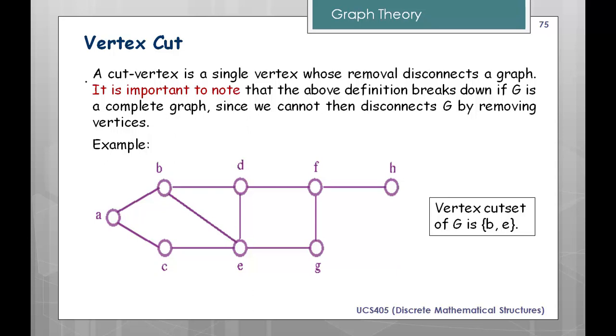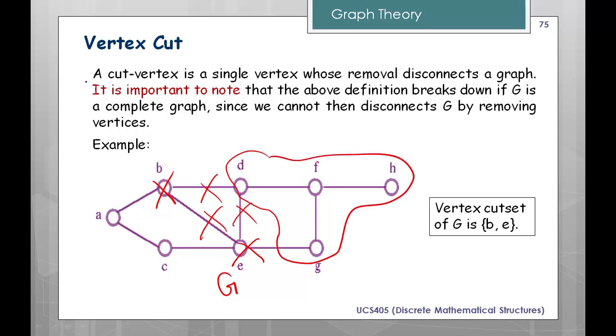Next is vertex cut. Every connected graph except a complete graph has a vertex cut. See the example here. In this case, the vertex cut set of this graph G is B and E. So we have to cut the B vertex and the E vertex. If we cut both vertices, then obviously the edges which are incident to these vertices also get deleted. So this edge, this edge, and this edge get deleted. So we are left with this component.